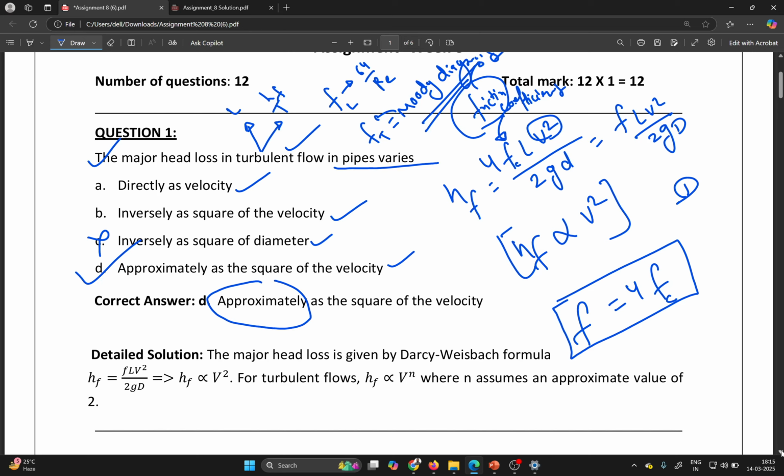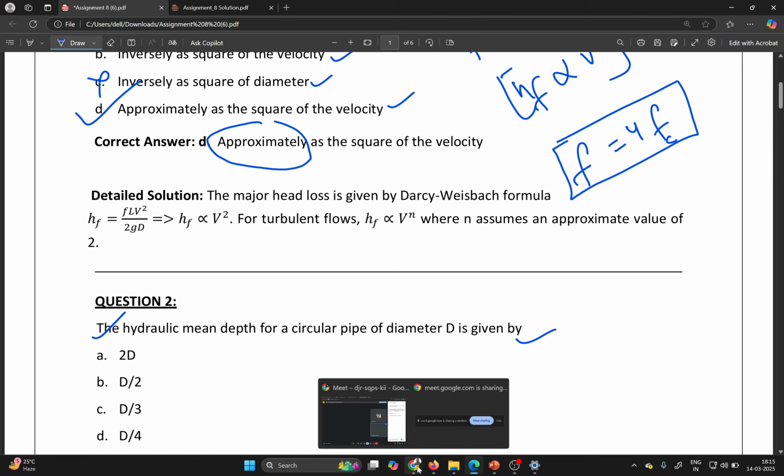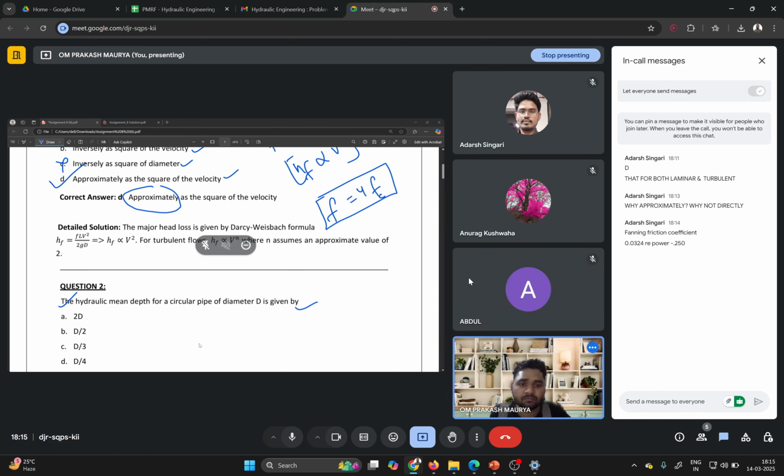Now let's move on to the next question. Question number 2: the hydraulic mean depth for a circular pipe of diameter d is given by: option A, 2d; option B, d by 2; option C, d by 3; and option D, d by 4.